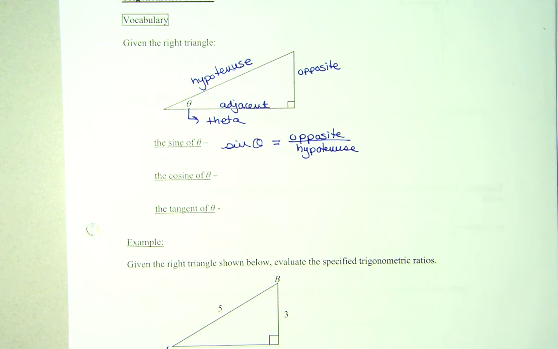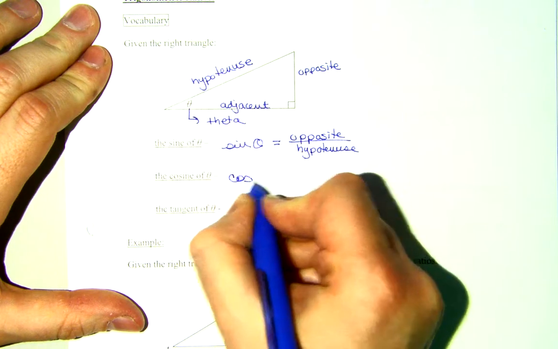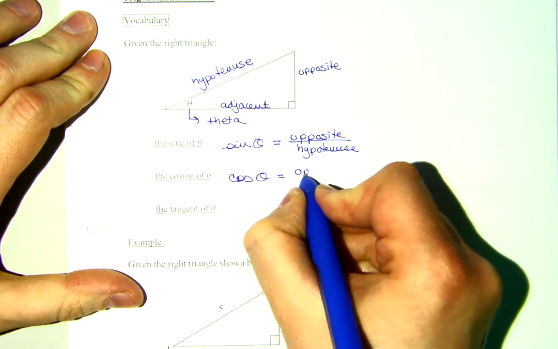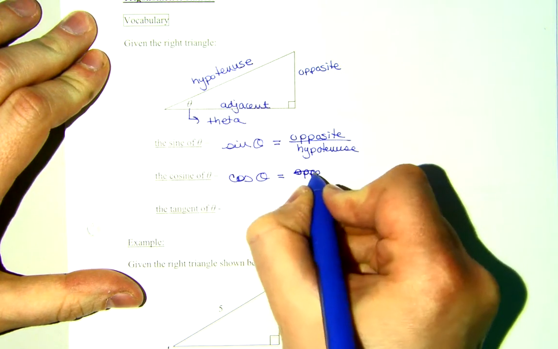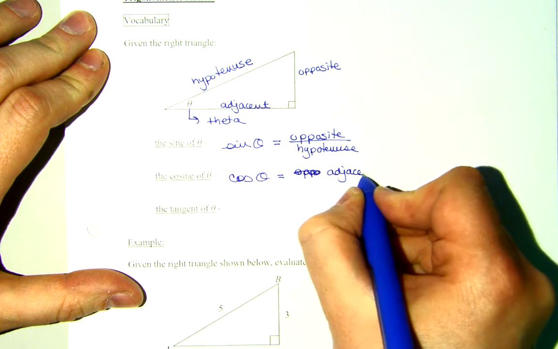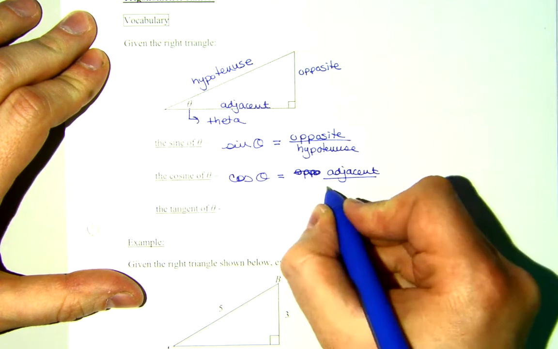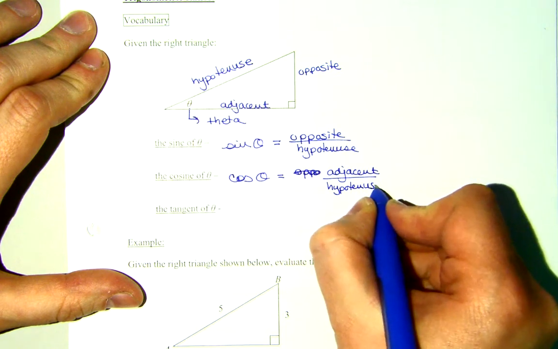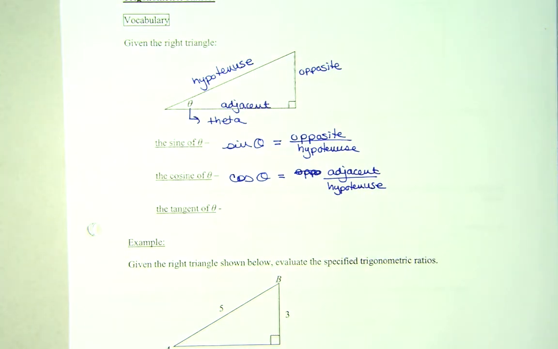The cosine of theta is defined as the ratio of the adjacent side over the hypotenuse. Adjacent over hypotenuse.